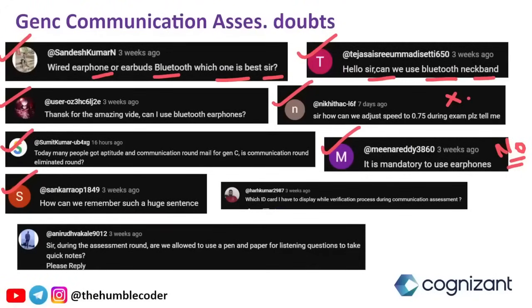So it's just that you have to attempt it, because we all know that there is no negative marking in the communication assessment. So definitely please attempt all the questions and don't leave any of the questions. Okay, let's move on to the next question.